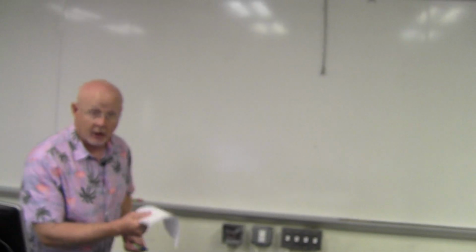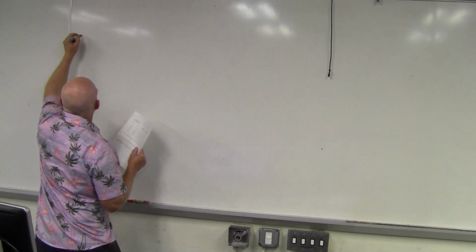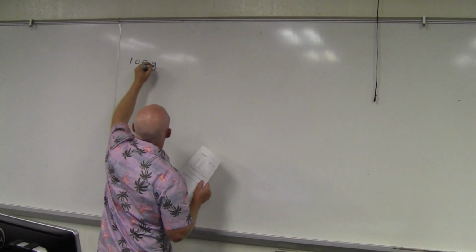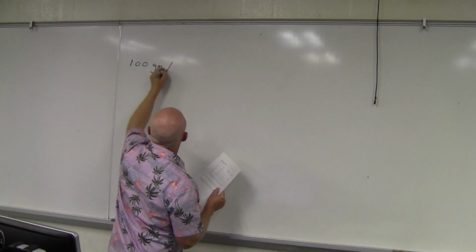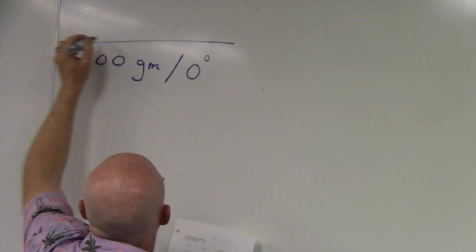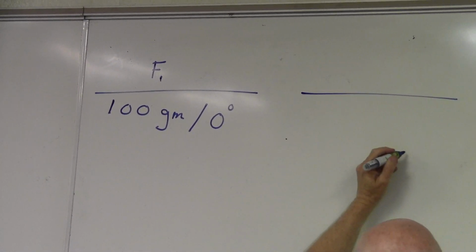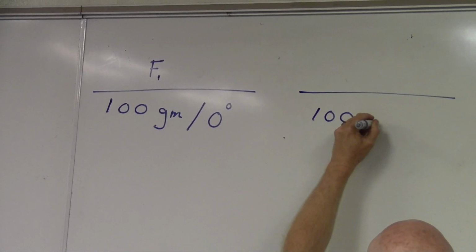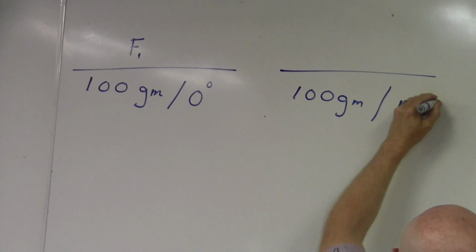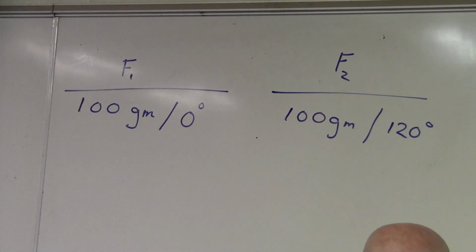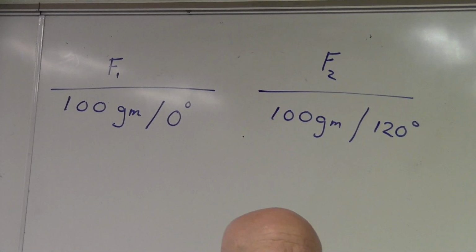On this lab here, and I'll just put it on the board, your first experiment says do this. Take a weight that is 100 grams at 0 degrees. Force number 1. And take another force, which is 100 grams at 120 degrees. Let's call this force number 2. And so we're going to see what you get when you add those together.